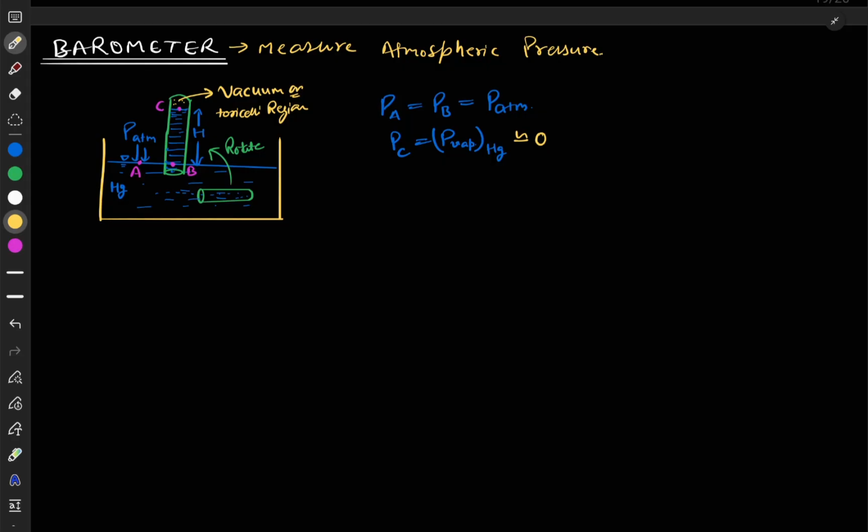Now if I use your hydrostatic law, we can write that PC minus PB is equal to rho of mercury into g times h. Sorry, it should be PB minus PC, because when we move downward our pressure increases. So higher pressure minus lower pressure is equal to rho gh.